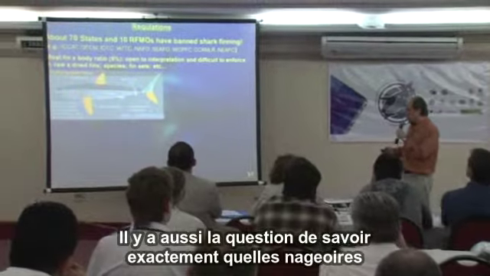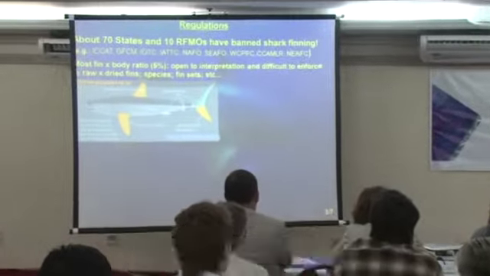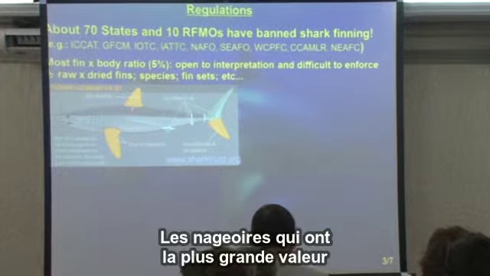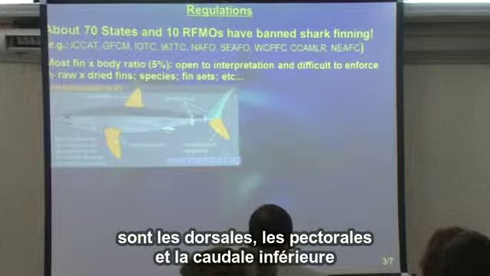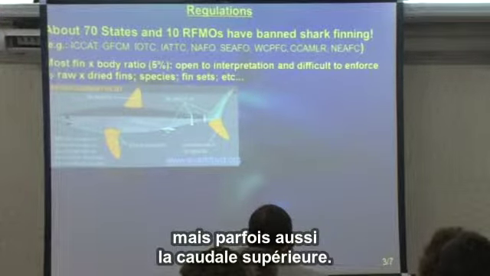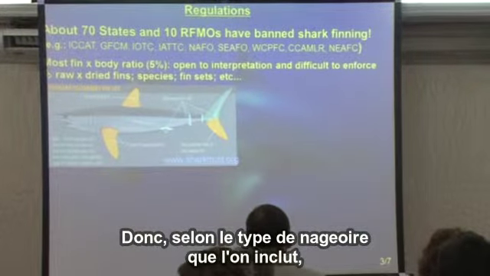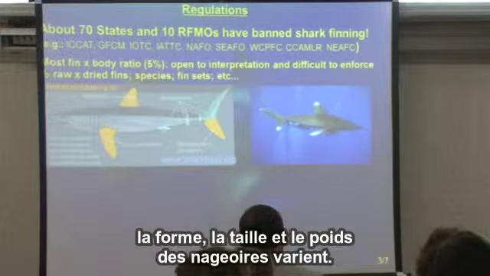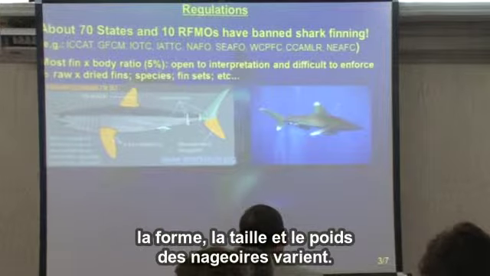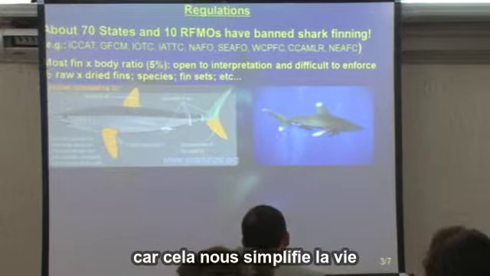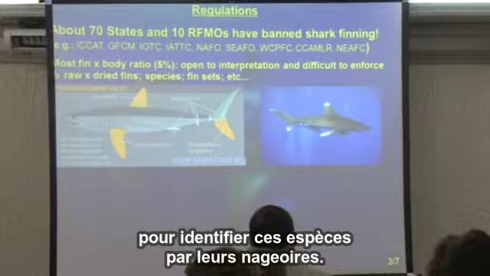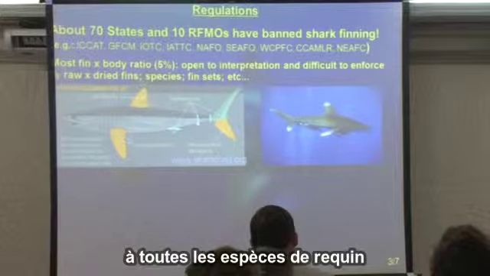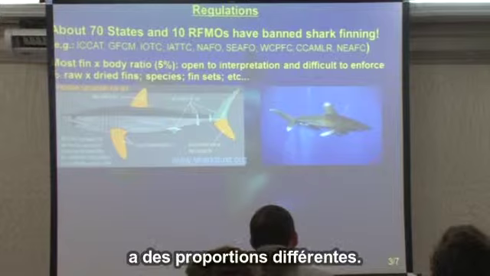We also have the problem of which exactly are the fins that are being considered in the percentage of 5%. The fins with the highest values are the dorsal, pectorals, and the lower caudal, but sometimes you have also the upper caudal. So depending on the group of fins that are included, the percentage will change, and of course, different species have different shapes and sizes and weight of the fins. That's very good in a way because it makes our life much easier to identify the species through the fins, but it means also that we can't have a single percentage that would apply to all shark species because every shark species would have a different proportion.